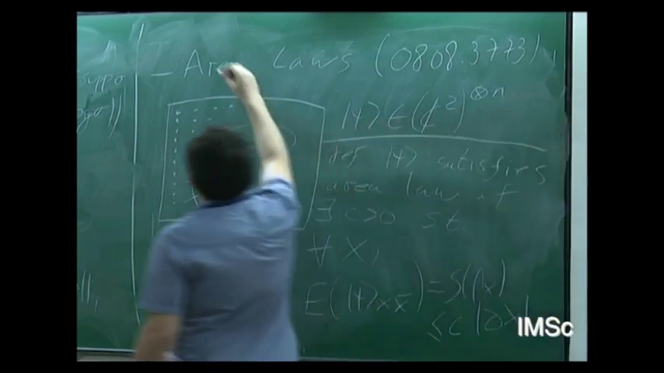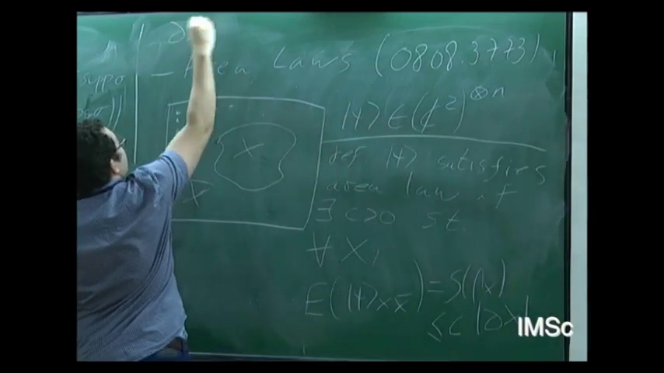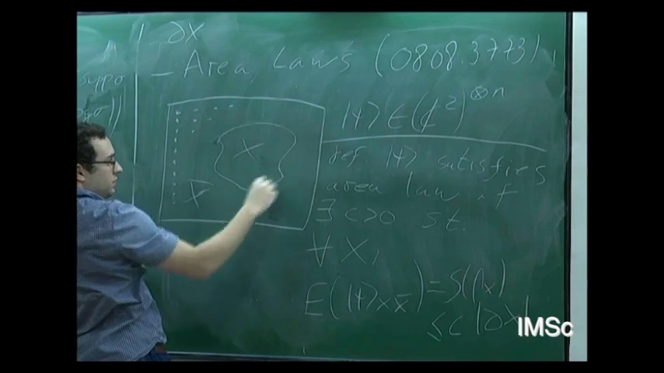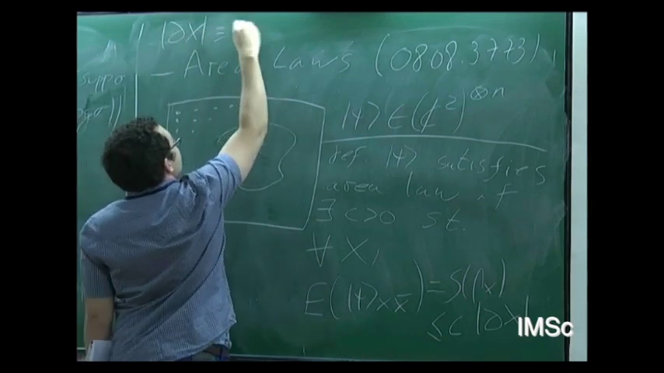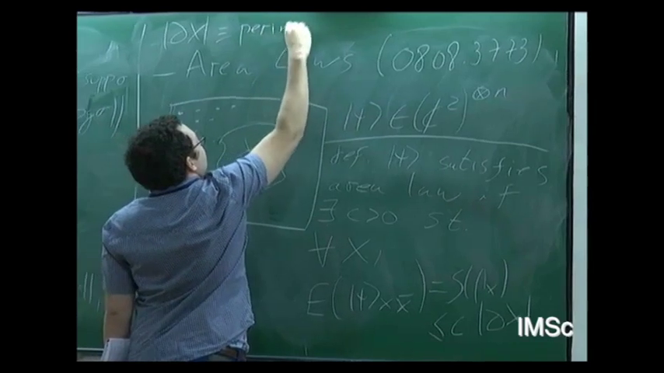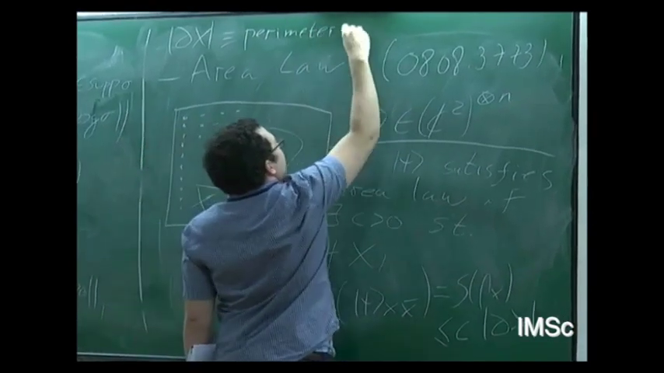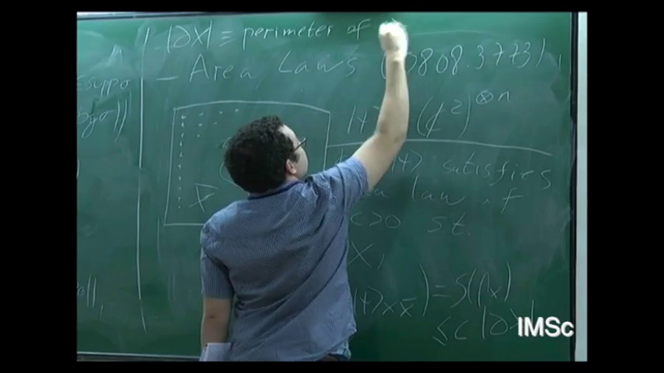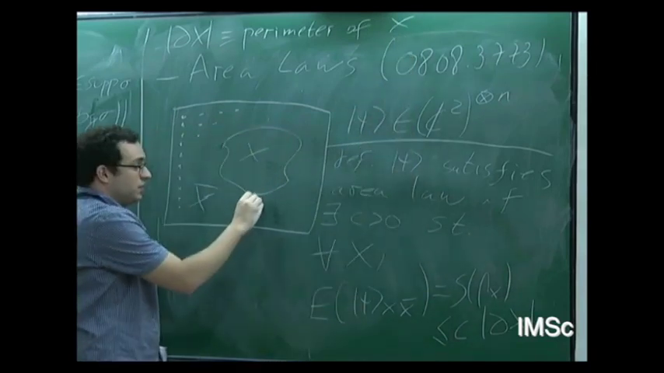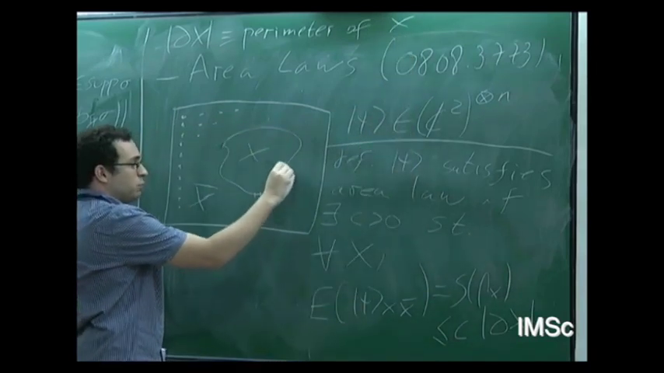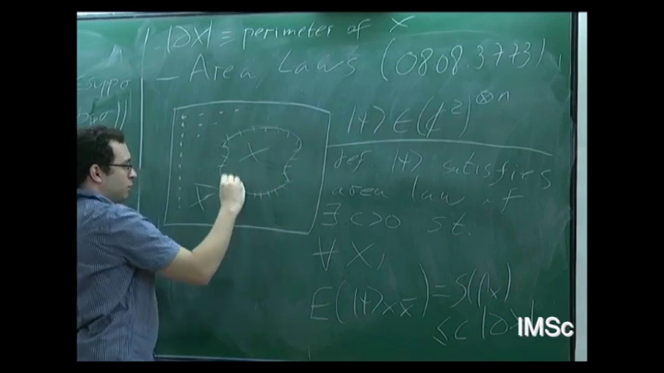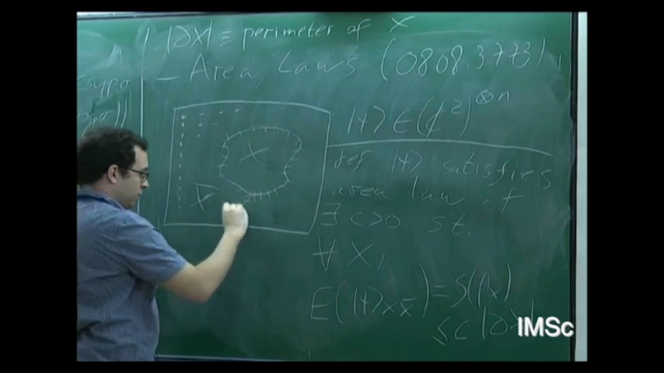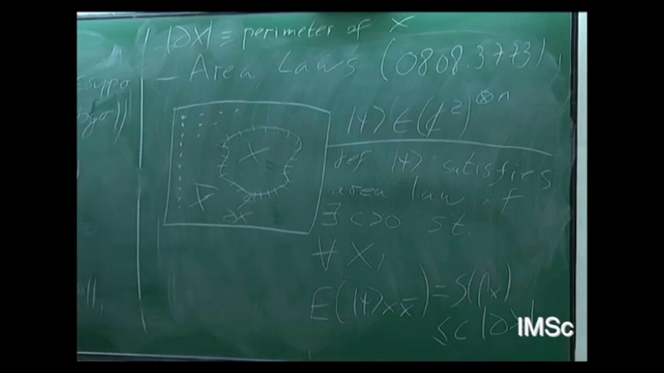So this is the area of a region x, like this, and this will be the size of the area. So this is equal to the perimeter of x. In this case, it's just this length.